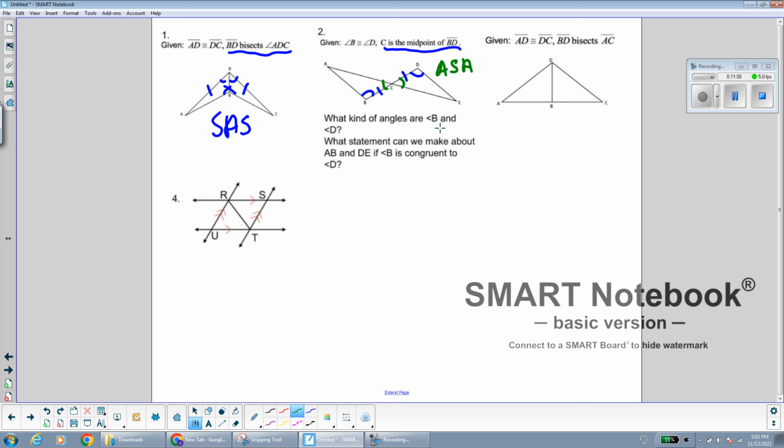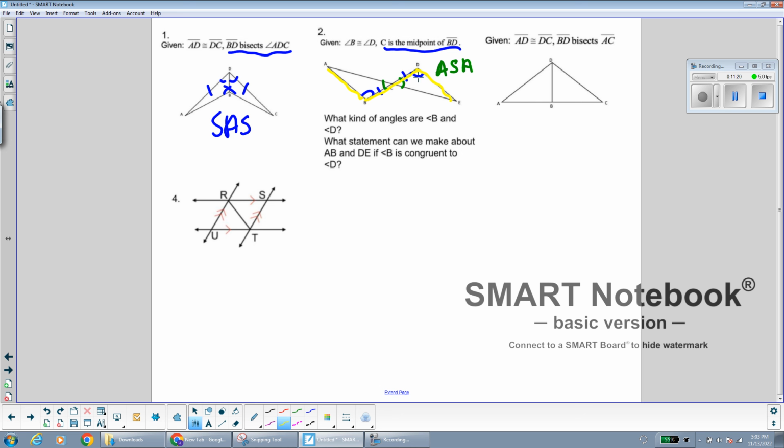To answer the questions here, it says, what kind of angles are angle B and angle D? Well, if I highlight these two sides over here and the transversal that intersects them, I can see that angle B and angle D are inside the lines on different sides of the transversal. You can see that letter Z.